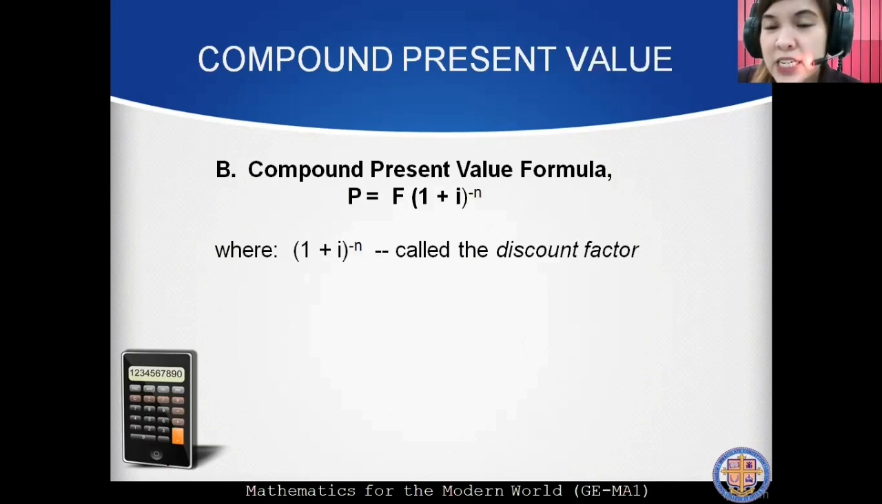So, P is equal to F times 1 plus I raised to negative N. If for F the formula has a positive N exponent, here, when looking for P, the exponent is negative. Let me repeat, in this formula, the I has its own formula. So you cannot use this until you have computed the I separately, and even your N. The formula for I is J divided by M. For N, it is T times M.